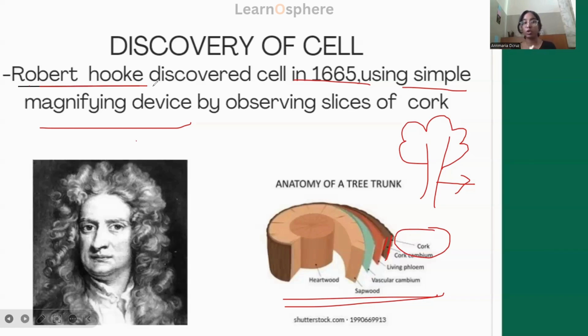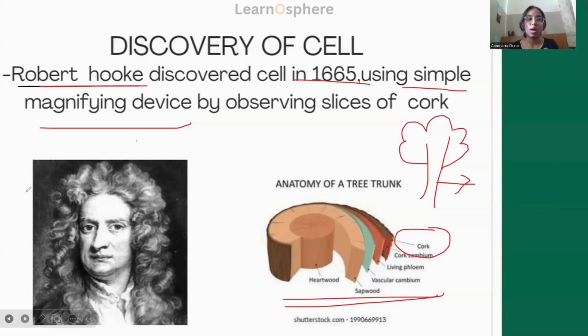So Robert Hooke, what did he do? He took a slice of cork. I hope you understood that it is the bark. You have seen the bark, the outermost layer in the trunk. That is bark. Inside the bark, the inner layer of the bark is called cork. In the diagram you can see properly which is cork. Basically he took the slice of that cork and observed it under the simple magnifying device to know how it is exactly made.